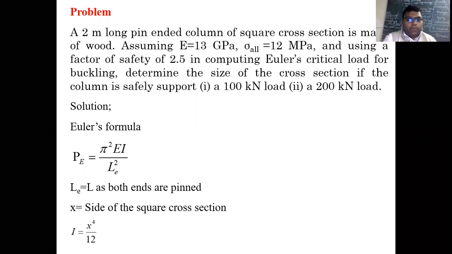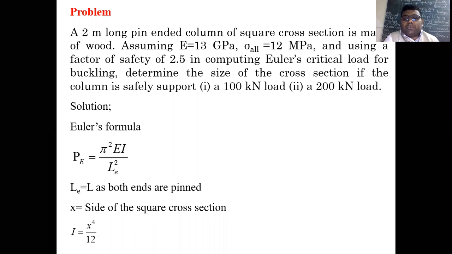Try to understand that numerical. A 2 meter long pin-ended column of square cross section means the column has a square cross section. It's made of wood. Assuming Young's modulus is 13 gigapascal and sigma all, the stress acting on any cross section of that wooden column, is 12 megapascal. Using a factor of safety of 2.5, compute the Euler critical load for buckling.